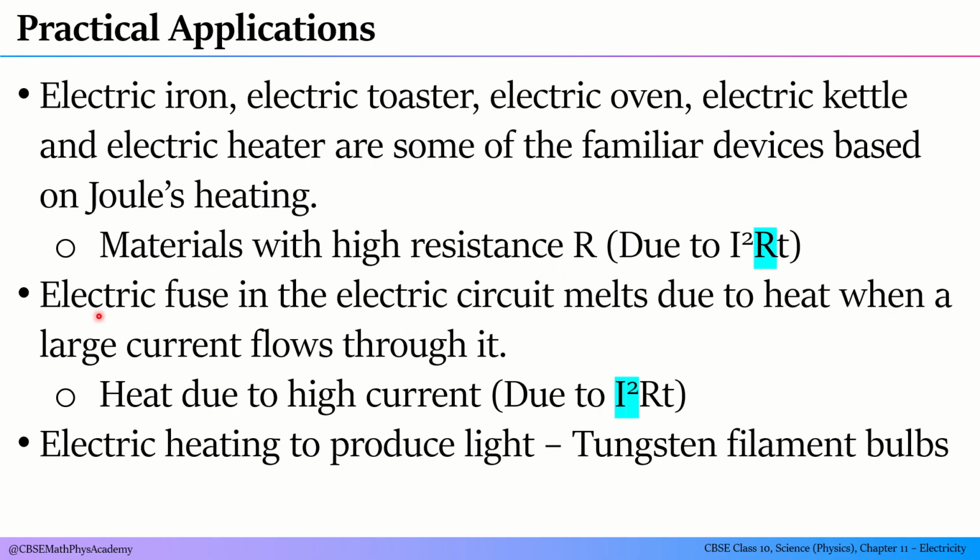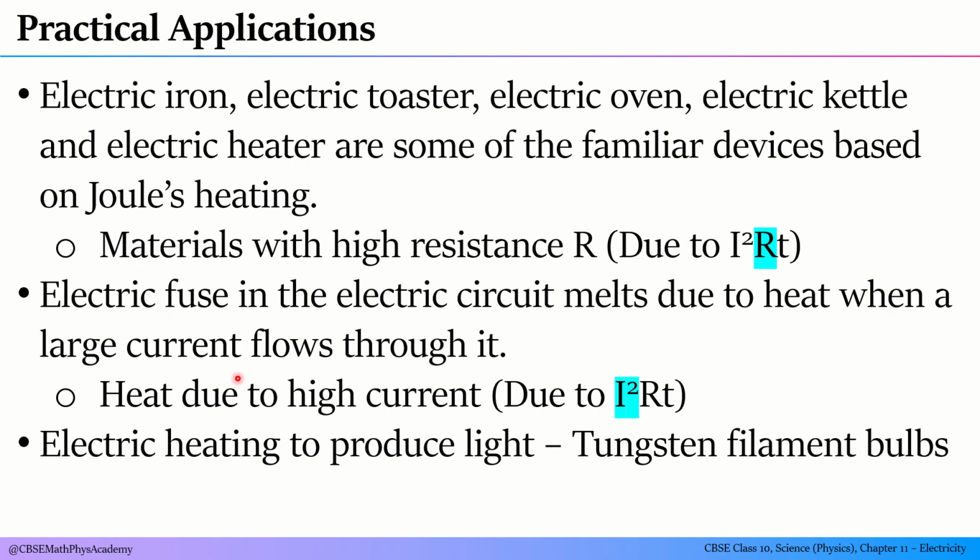Another practical application is the electrical fuse in electrical circuits, which is present to protect the circuit or electrical appliances from a large current passing through it. Again, this works on the principle of heat due to high current, the same equation I square RT. When I increases, we have a square relationship. Suddenly, instead of 1 ampere, 2 amperes flow, so the heat increases 4 times, and because of the heat, the fuse will blow. How the electric fuse blows is a more practical demonstration for the next video.